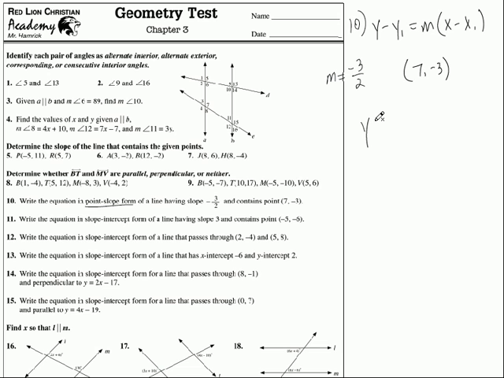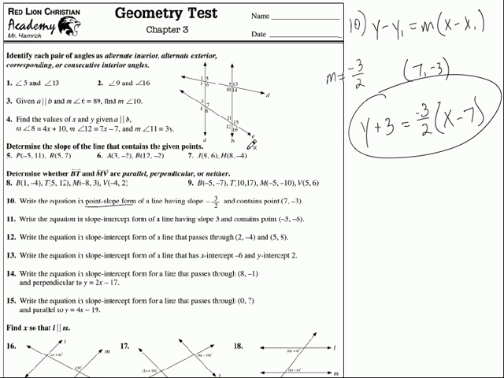What's y minus a negative? Positive. That's like the third time we've talked about that today. So minus a negative is positive. Equals the slope, which is negative 3 over 2 times x minus 7. What else do you have to do? Nothing. Circle it. That's your answer. That's all there is to it.